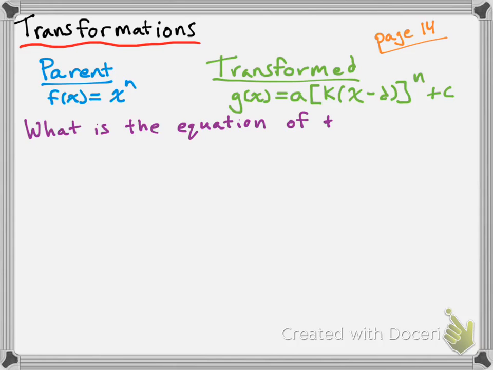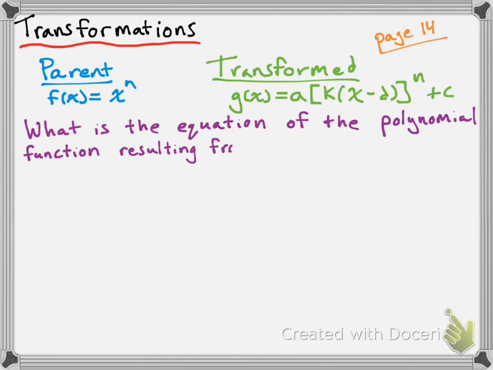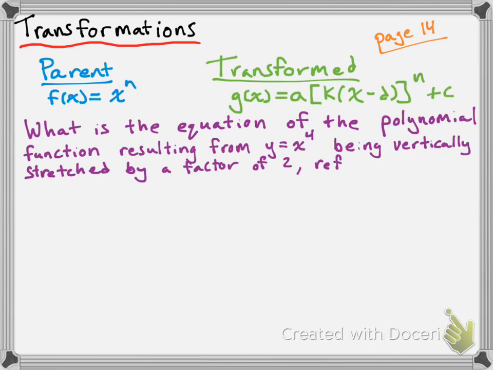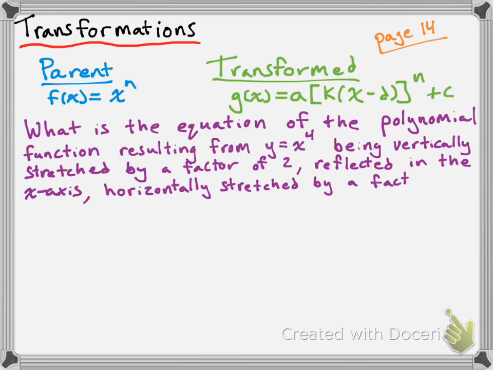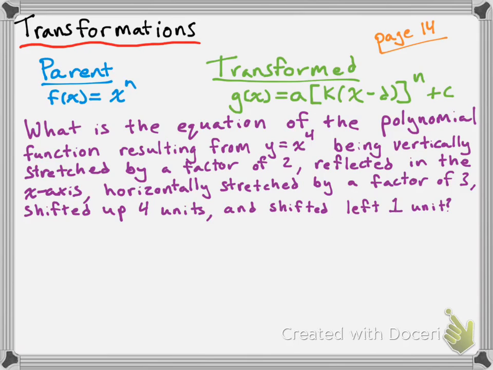So what is the equation of the polynomial function resulting from y equals x to the power of 4 being vertically stretched by a factor of 2, reflected in the x-axis, horizontally stretched by a factor of 3, shifted up 4 units, and shifted left 1 unit? Okay, so we're going to try to come up with the equation for that.